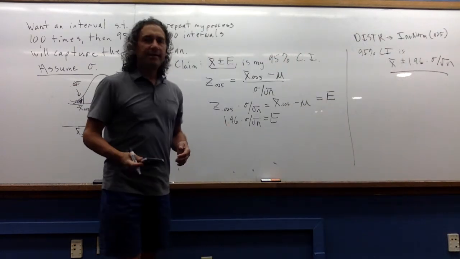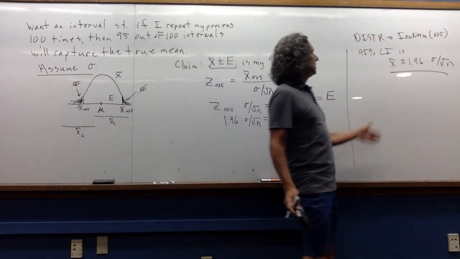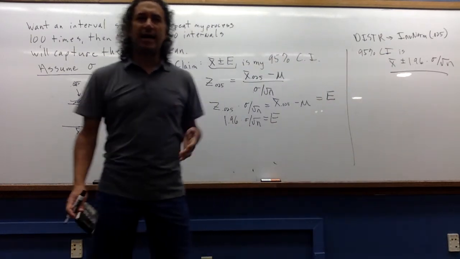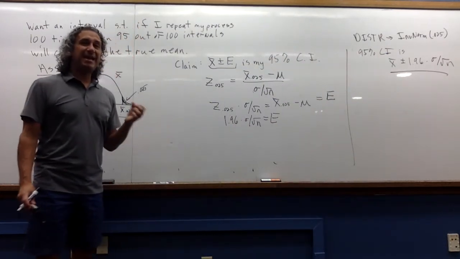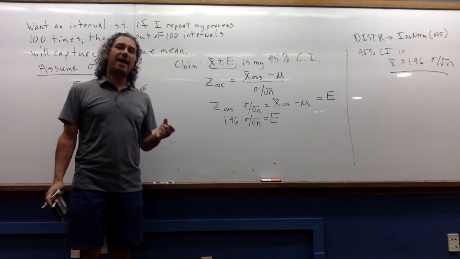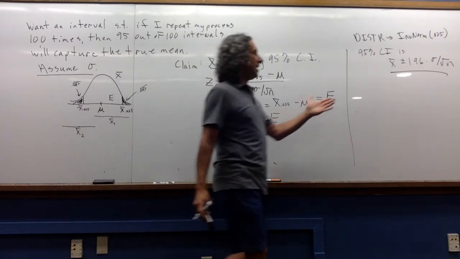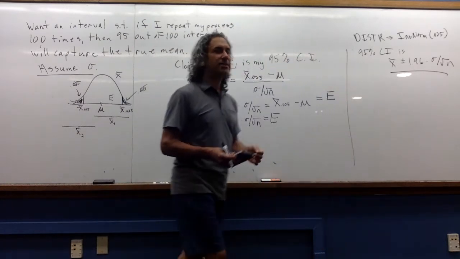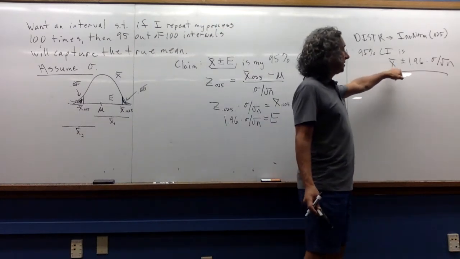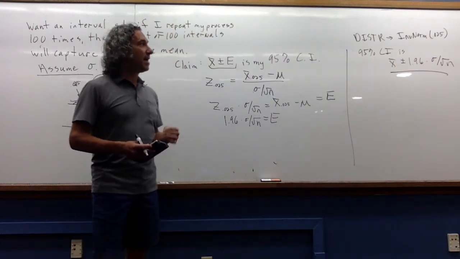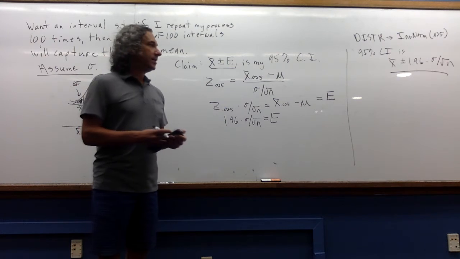What does that mean? That means that if I repeat a process 100 times, again, I'll get different x bars every time, then approximately 95 of those intervals should capture the true mean. So I have confidence in my result. I'm not just giving you a single point, also known as a point estimate. I'm giving you an interval.